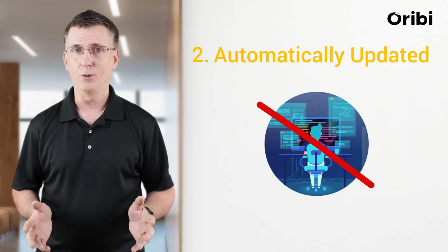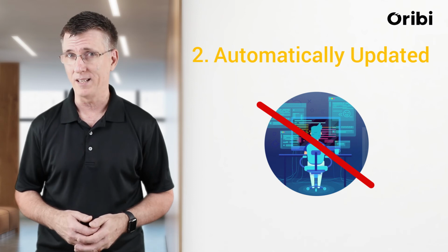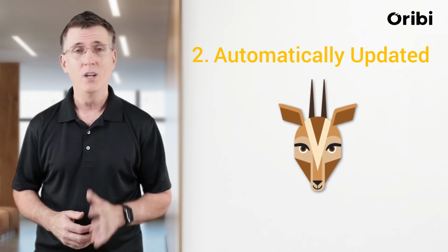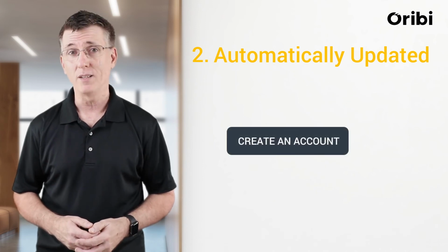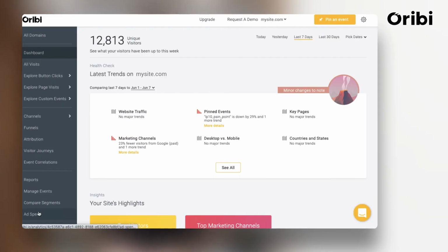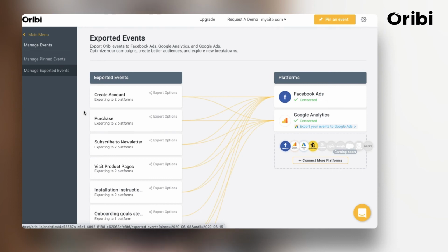2, you've got the past and future covered. One of the major headaches you'll face with other tools is that even after you've defined your main events, they still require maintenance. With Oribi, you won't need to adjust the code every time you modify your website. Oribi automatically detects new buttons that match your pinned events definition and adds them to the event. If you want to edit or delete pinned events, go to the Manage Pinned Events section. Oribi also offers the option to easily export your pinned events to Facebook ads, Google Analytics, and MailChimp. You'll learn exactly how to do this in one of the upcoming chapters.